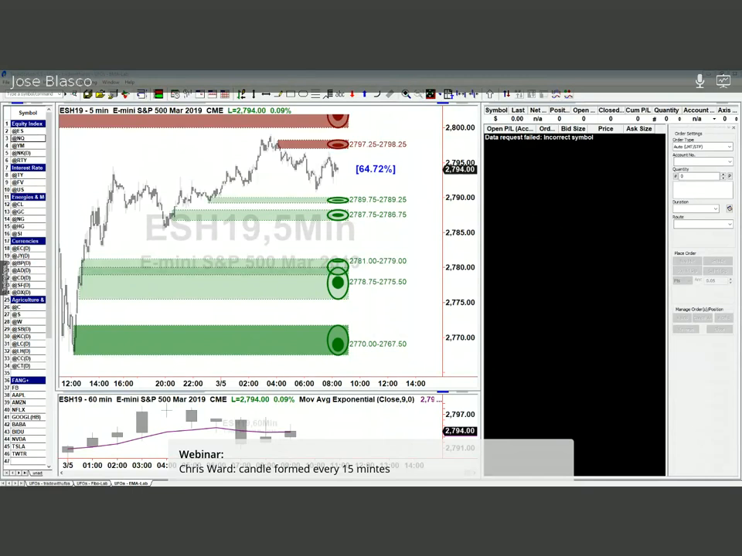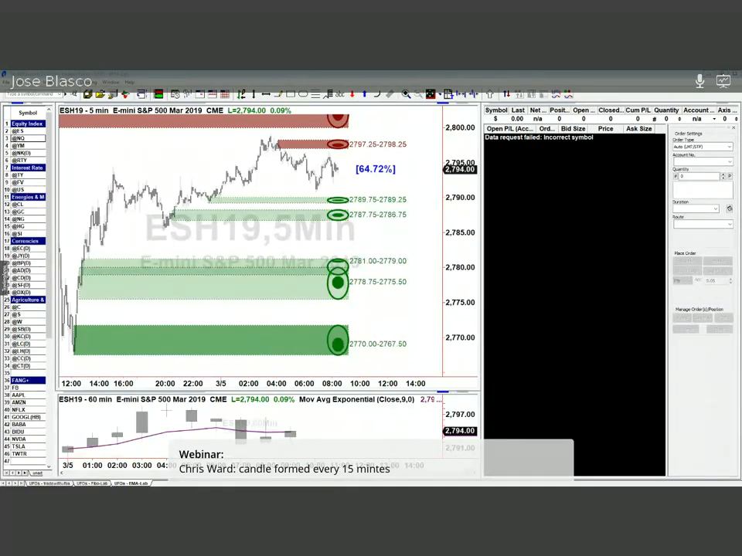For example, let me share the one with Chris. Okay, Chris said, candle forms every 15 minutes. Exactly, right? So every 15 minutes, that candle closes, and therefore you have a new now, in the sense that if you had closed below the average or above the average, you now know where you're at. So that's the definition of the new now.